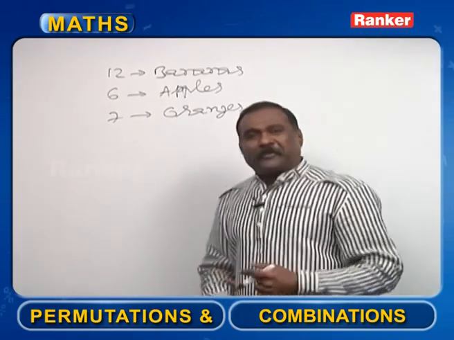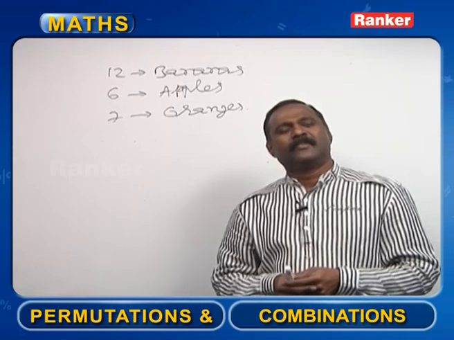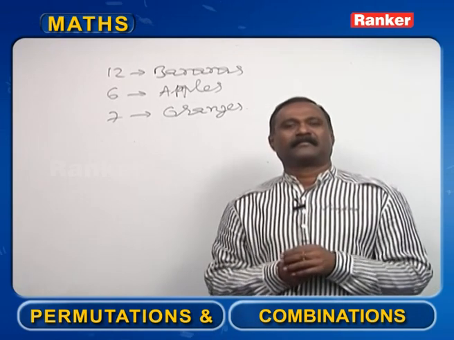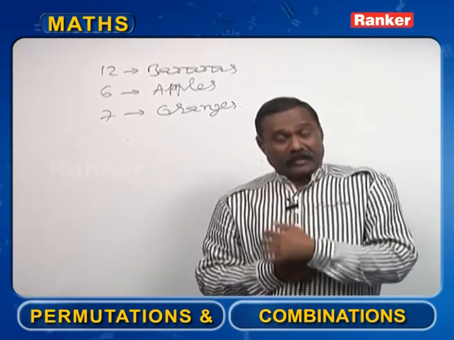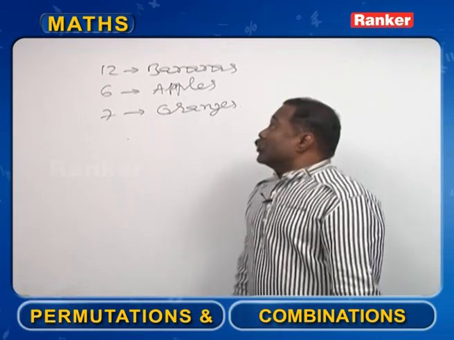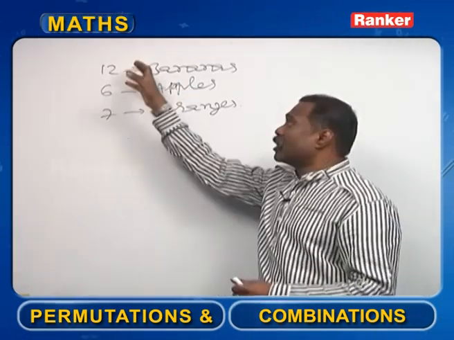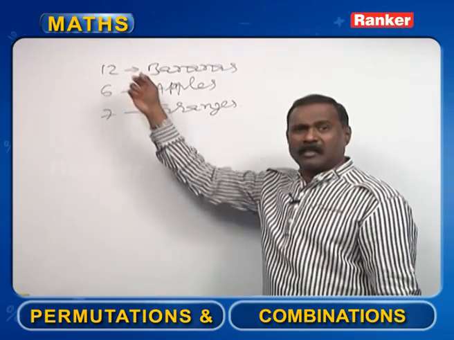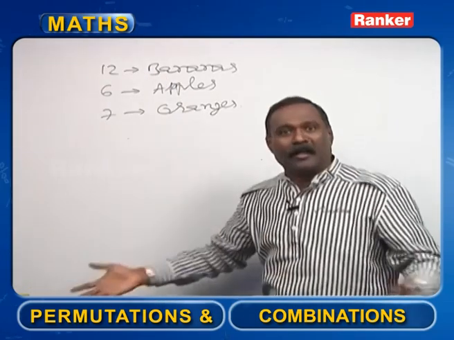Now you are given an option. You choose any number at a time and you can take the fruits. Let us start with bananas. You like bananas, let me say. Then you can take 1 banana or 2 bananas or 3 bananas or 4 bananas. And if you are a Bhimsen, you can take all the bananas.